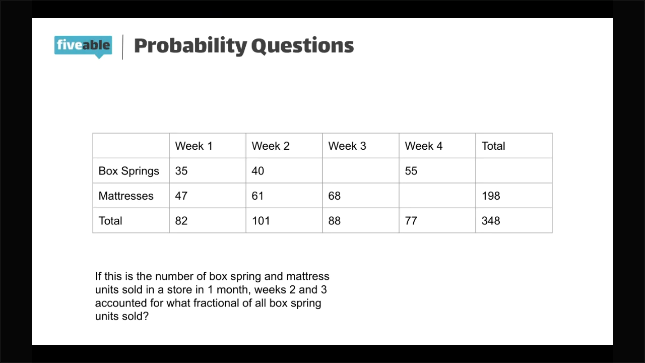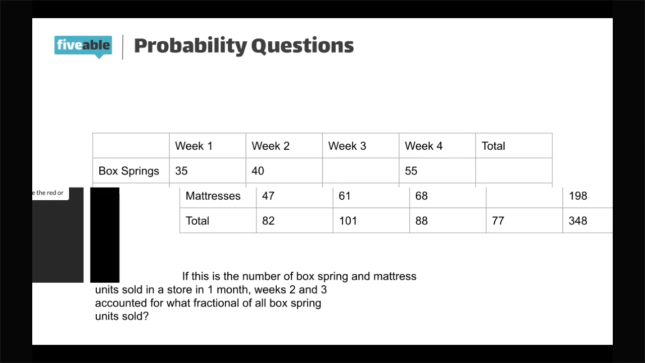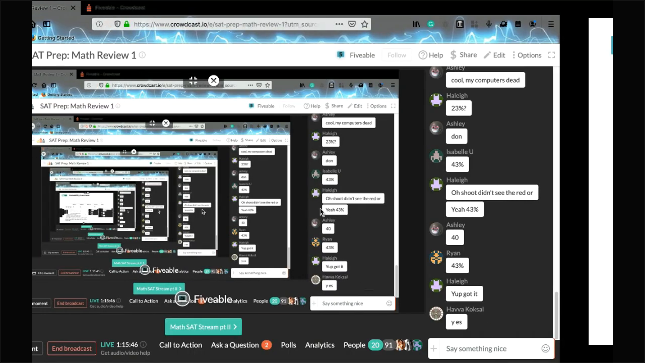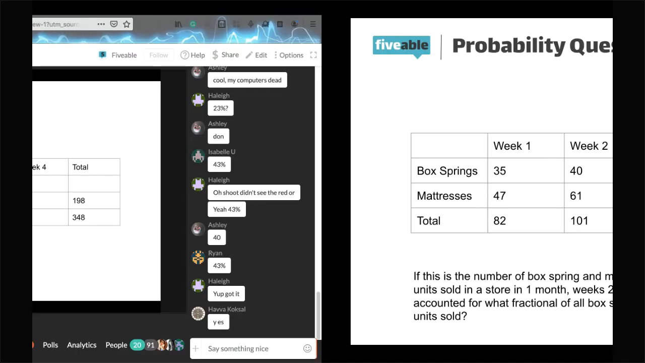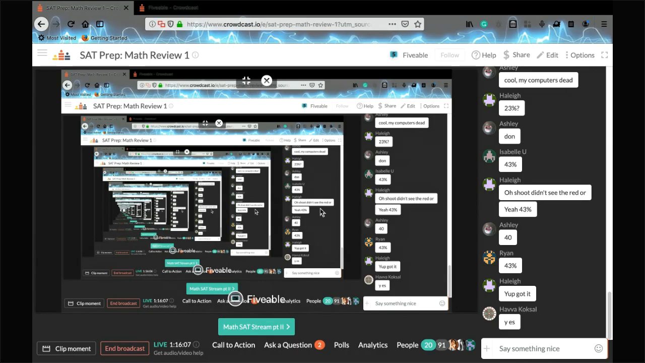All right, so we have this two-way table, and we want to know, out of all of their total selling this month, these are the amount of box spring mattresses and the regular mattresses they sold. Weeks 2 and 3 accounted for what fraction of the whole? Once you get it, just drop that you got it in the chat. Don't spoil the answer for this one, because it's easier when you don't get the answer. So, please.